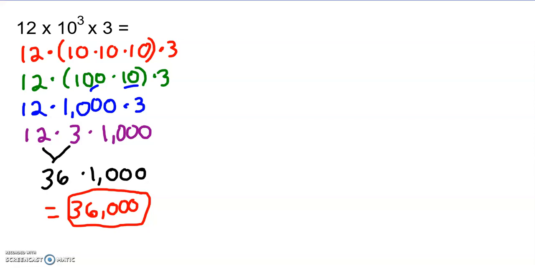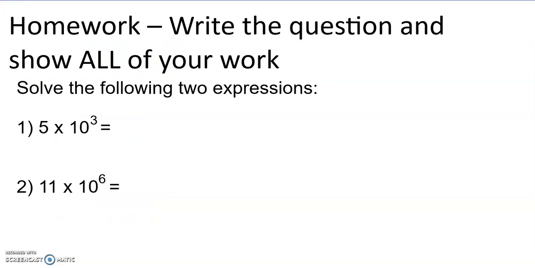Now that we've worked through some problems, I want you to try one on your own. So for homework, I want you to title it homework. Oopsie, my line did not come straight. To label it as homework, I want you to write down the instructions, solve the following 2 expressions. Write the number 1, your expression, solve it. Then write number 2, your expression, and solve it. Do this in your notebook and make sure that you show all of your work.